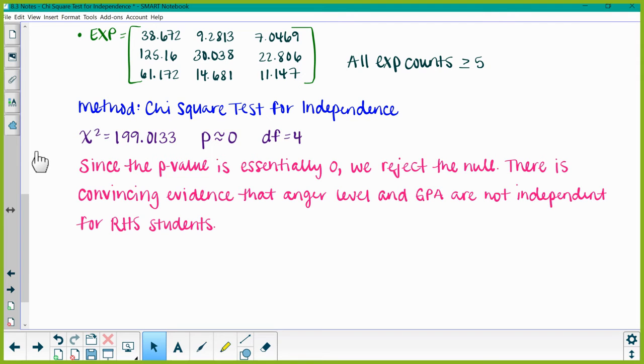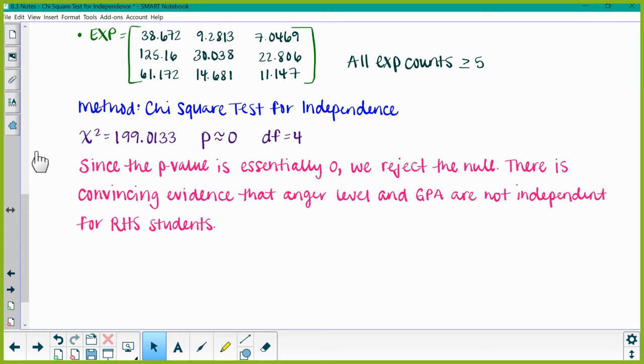Since the p-value is essentially 0, we reject the null. There is convincing evidence that anger level and GPA are not independent for RHS students. Again, make sure that you do not say that they are dependent. They are not independent. You also could go and say they are associated, but don't want to say that they are dependent.